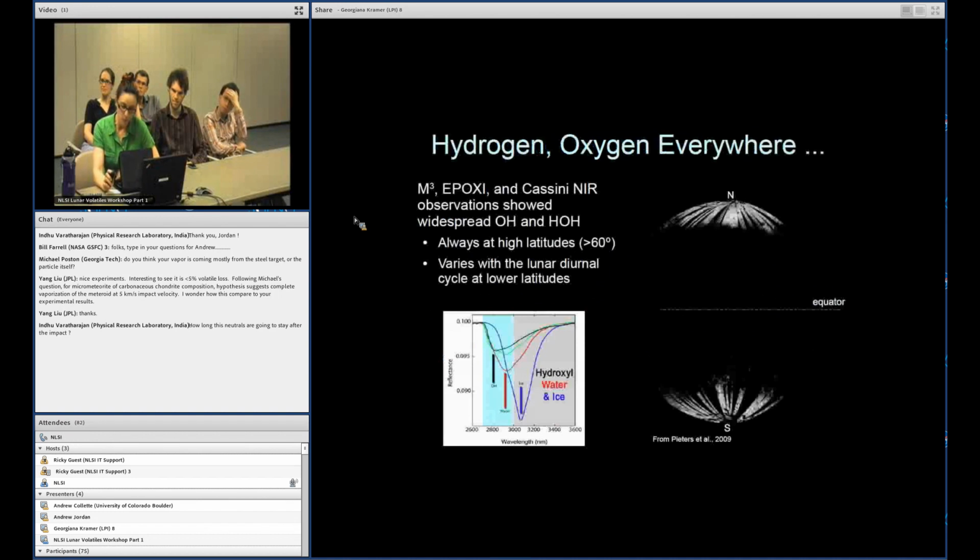So, spectral reflectance observations by the Moon Mineralogy Mapper, EPOXI and Cassini showed that both hydroxyl and HOH vary spatially as a function of solar illumination geometry. So at low solar incidence angles, the observed strength of the OH or HOH spectral feature is stronger than it is at higher angles. This means that OH and HOH abundances vary with the diurnal cycle and that these abundances also increase with increasing latitude. Such that above approximately 60 degrees, there is little reduction in the depth of the water-related spectral absorption bands, regardless of whatever the time of day is.